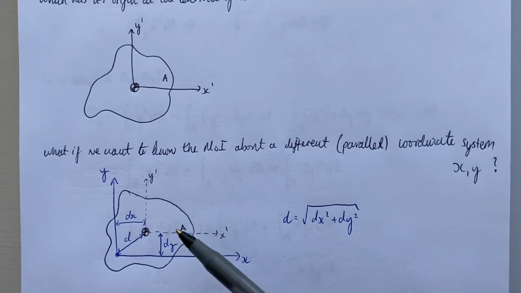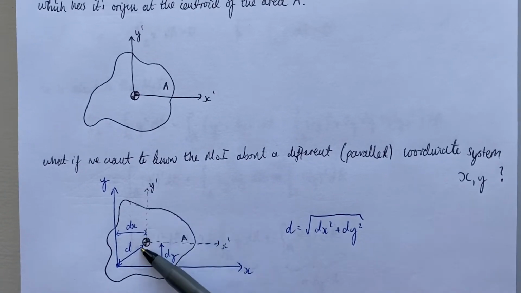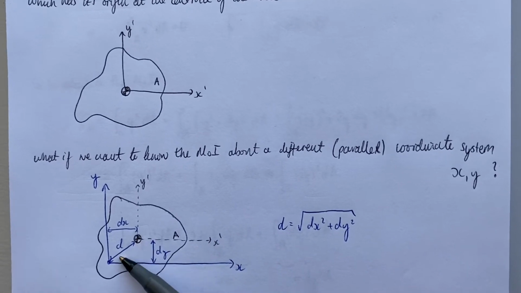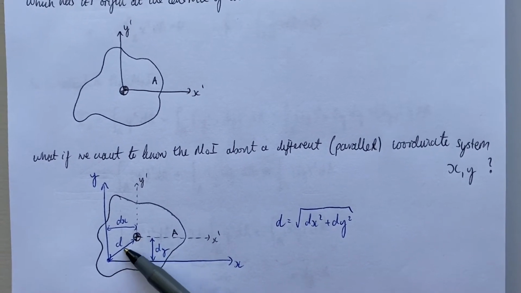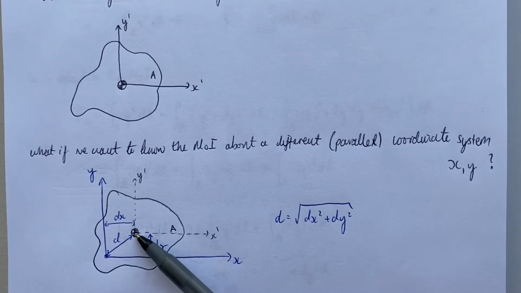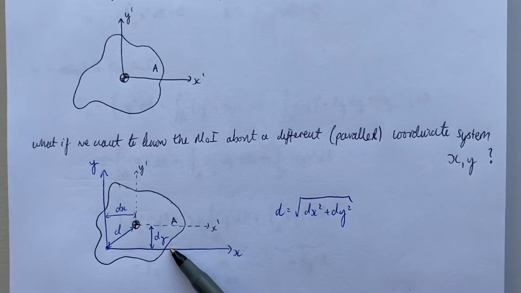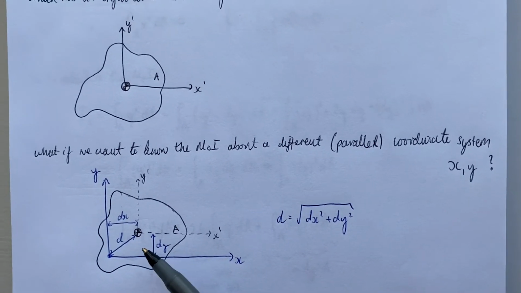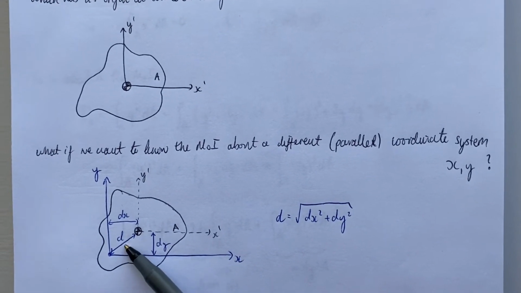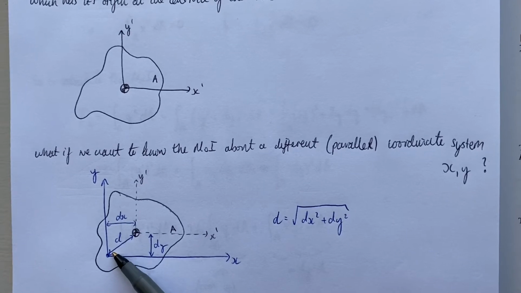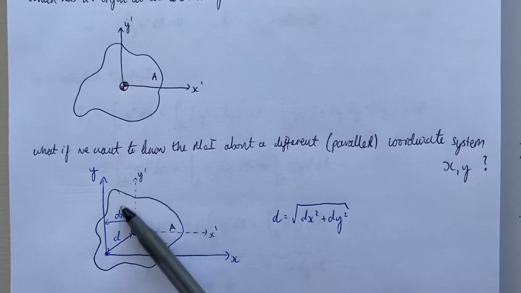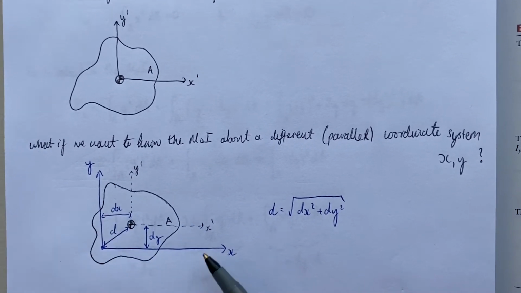We're going to use the information we know about the moment of inertia about this axis system and just shift it by this distance d, which can be worked out by a little bit of trigonometry if you know the shift in x and the shift in y. And we're just going to use that information to work out the new moment of inertia about this different axis system.